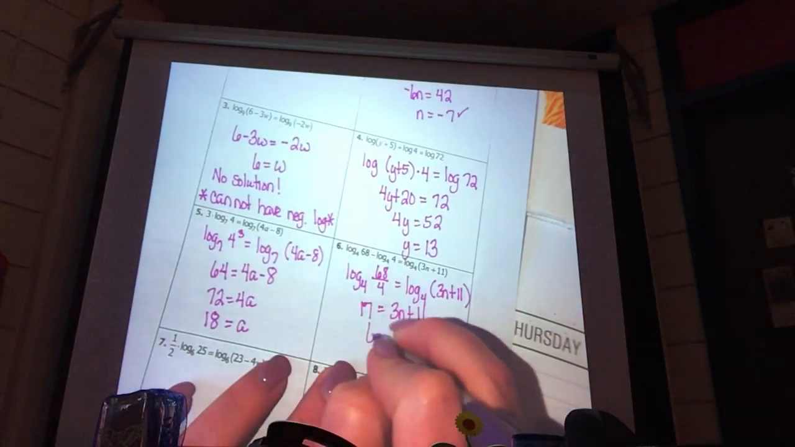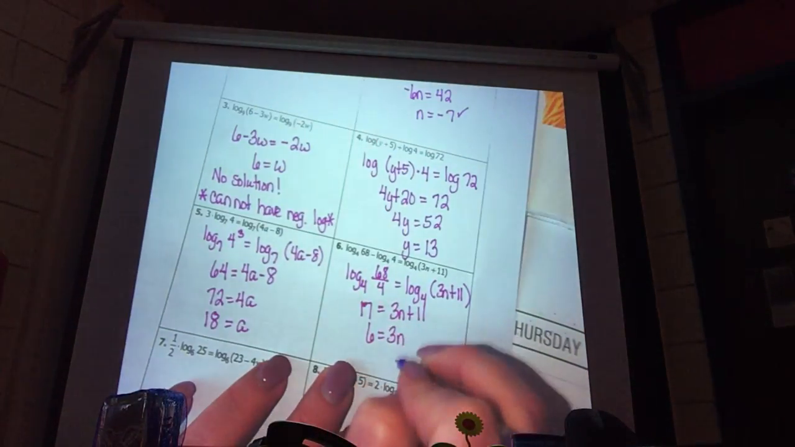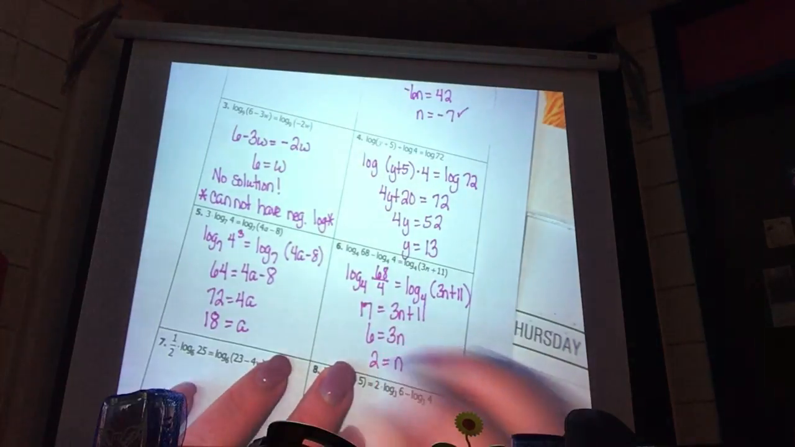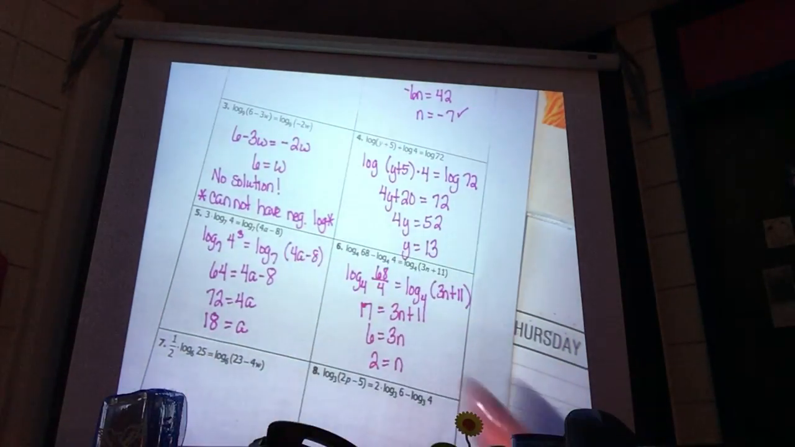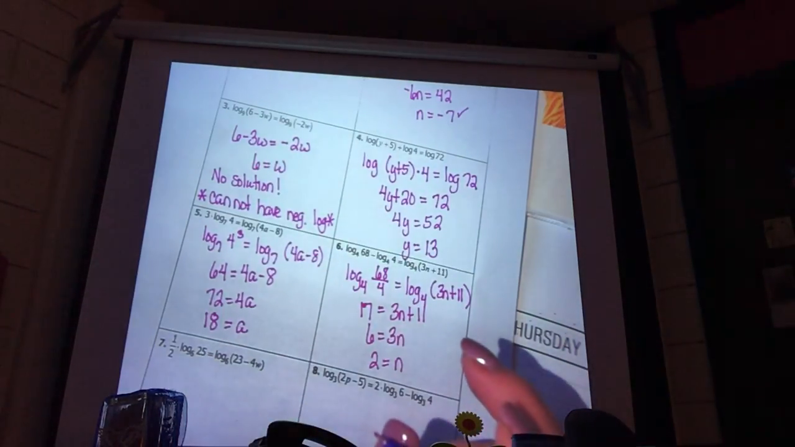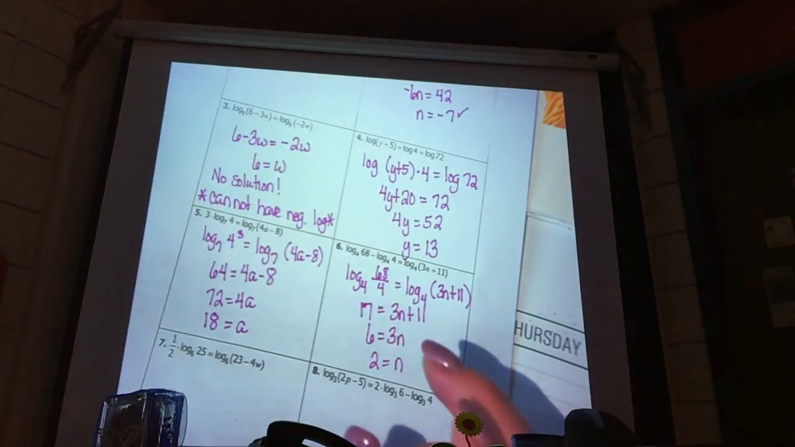Subtract 11, and n is equal to 2. Now, if I check all of these, they're going to work, okay? You need to make sure you check them.